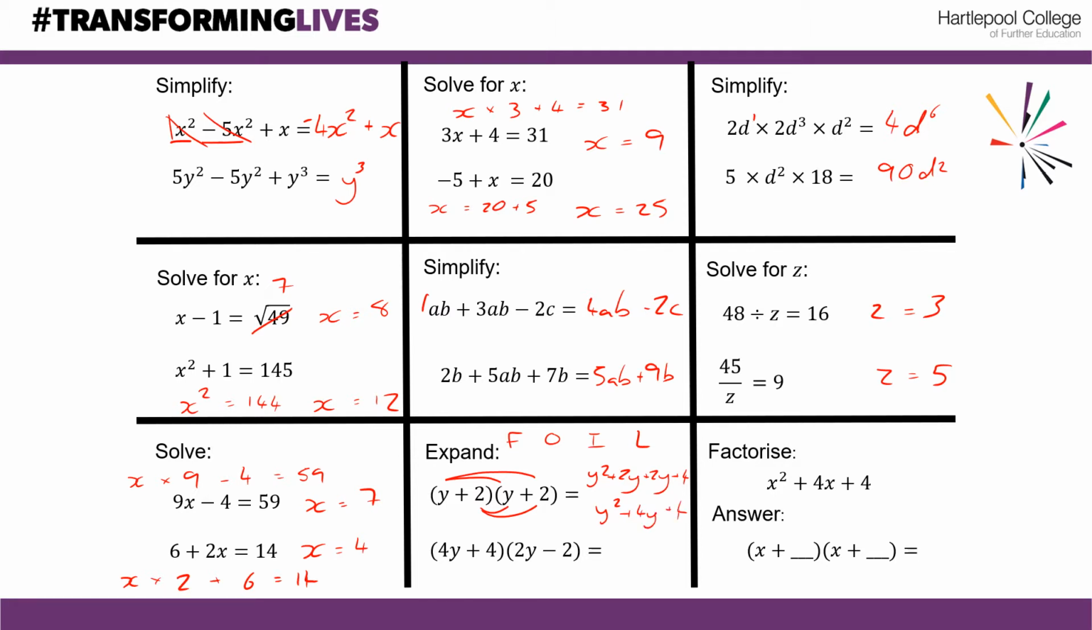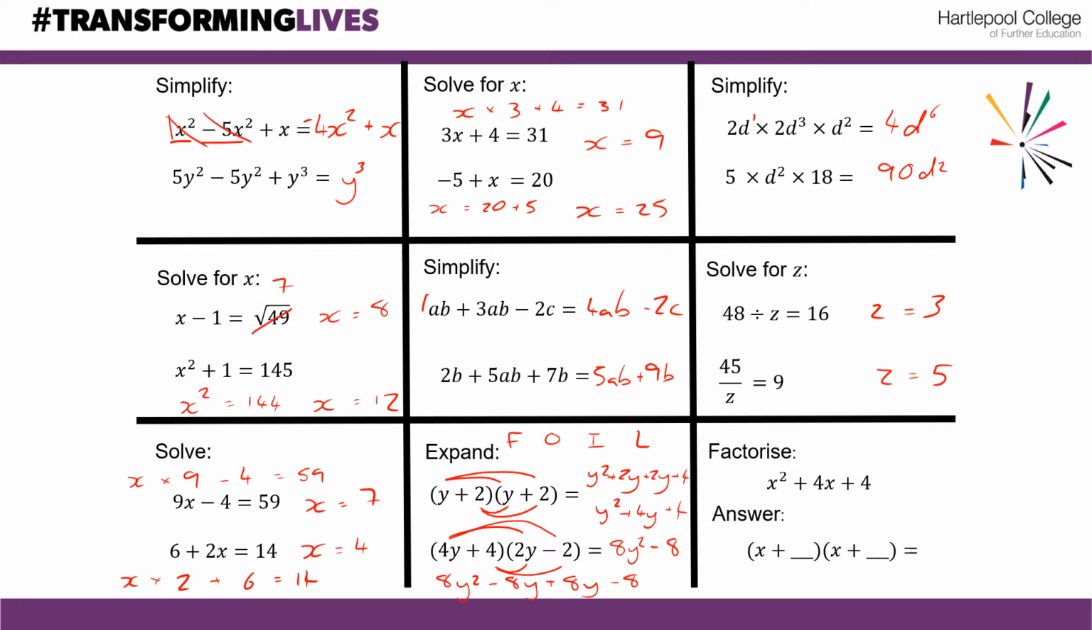For the next one, same process, just slightly more complicated terms. So we say 4y times 2y is a total of 8y squared. Then we do the outer terms. So 4y times minus 2 is minus 8y. Then the inner two terms, so plus 4 times 2y is plus 8y. Then 4 times minus 2 is minus 8. Now when we simplify this, note that we've got a minus 8y and a plus 8y, and those two terms will cancel out. The two terms of y are cancelled, so we've just got 8y squared minus 8.